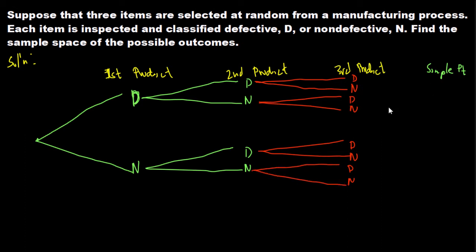And in this part, we will list the possible outcomes. So the first product is defective, the second product is defective, the third product is defective. So we have here D, D, and D. Okay? Then the next, the first product is defective, the second product is defective, the third product is non-defective. Then the first product is defective, the second product is non-defective, the third product is defective. Then defective is the first product, non-defective the second product, and non-defective the third product. So these are the possible outcomes for this branch of our tree diagram. And we have also below.